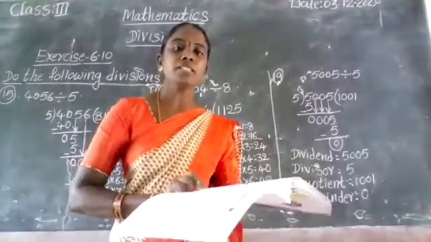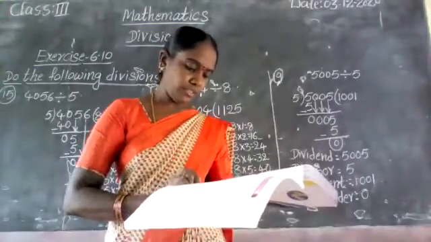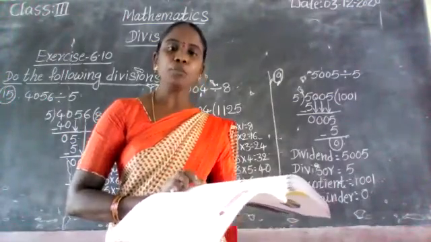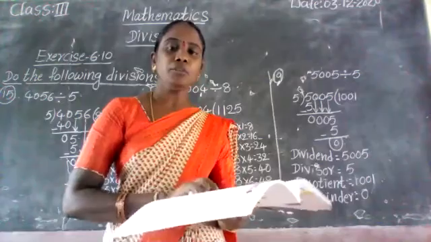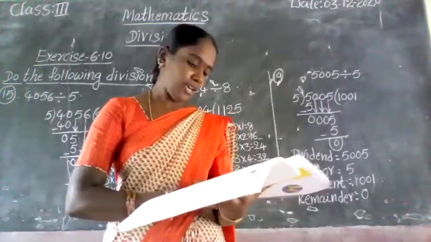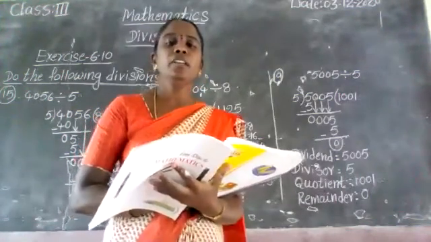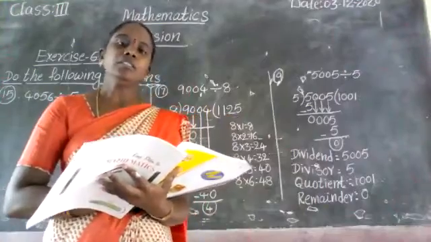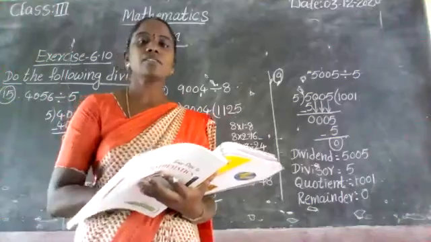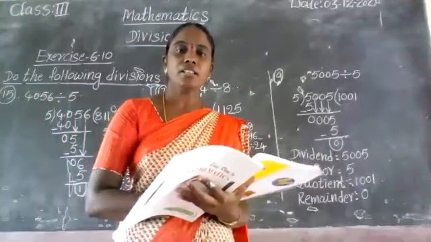Page number 56, exercise 6.10. There are 24 problems, children. Of the 24 problems, yesterday I explained 4 problems and today I explained 3 problems. Try the remaining problems on your own. If you have any doubt, call me and I will clarify it. Otherwise, in the next class also I will explain the same problems. Did you understand, children?